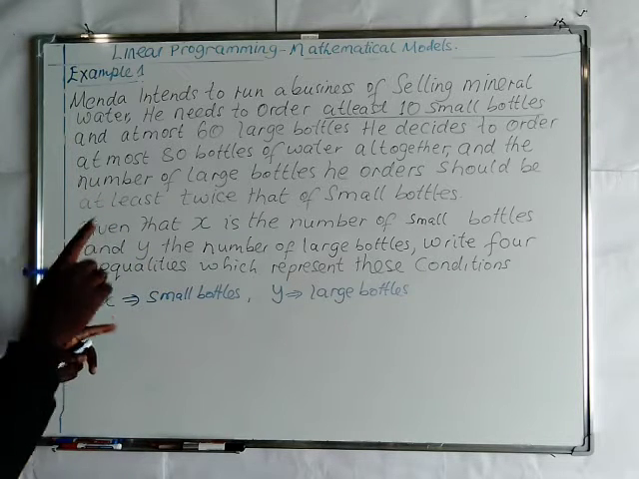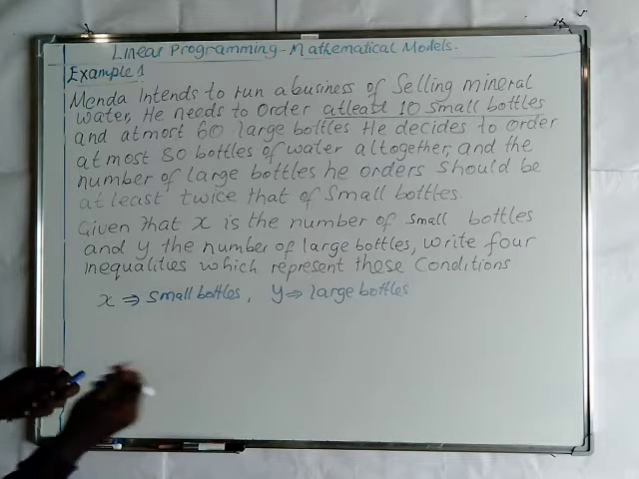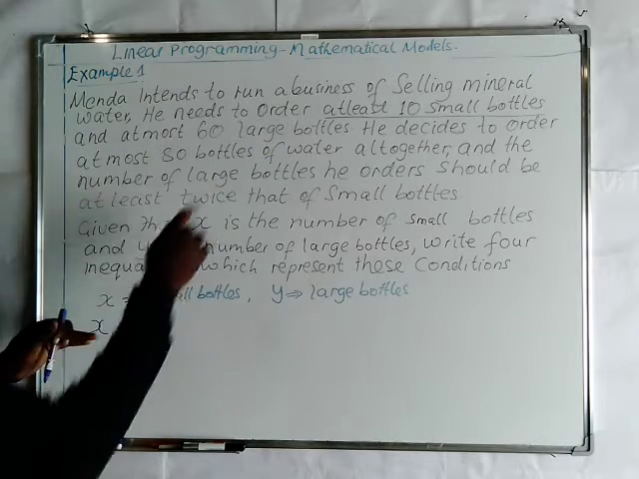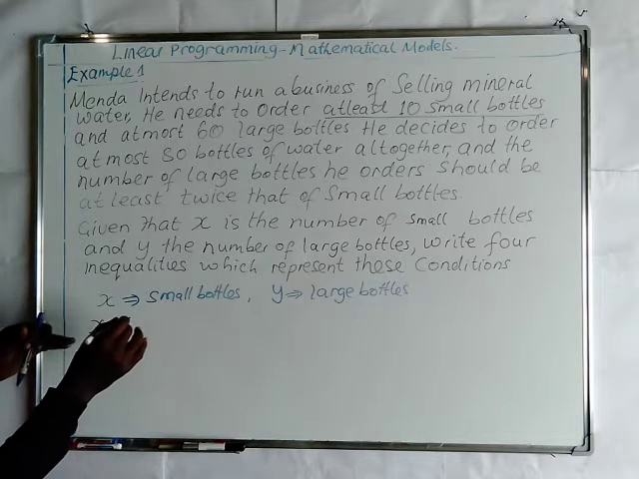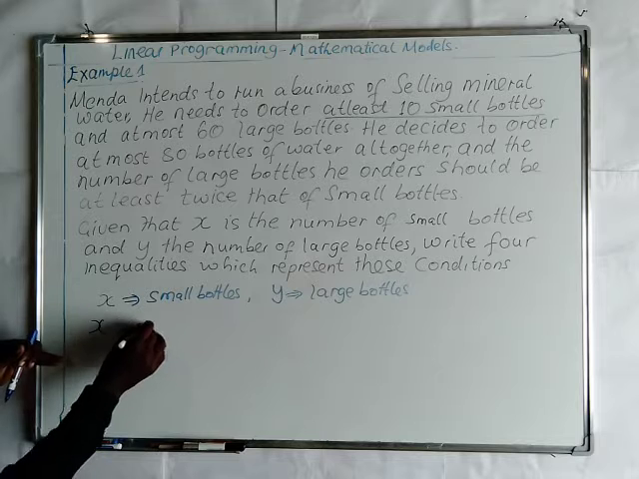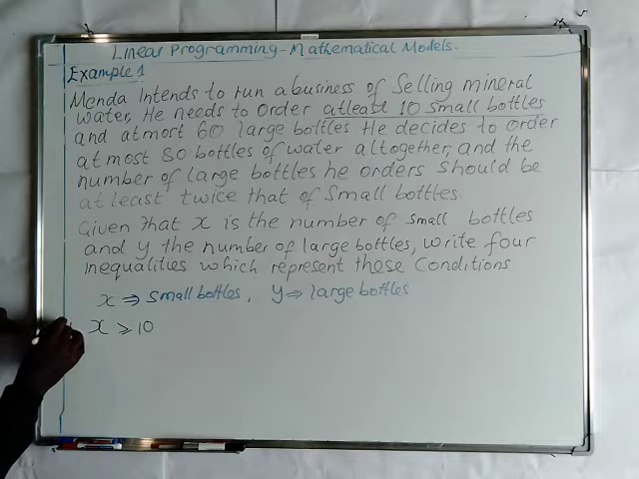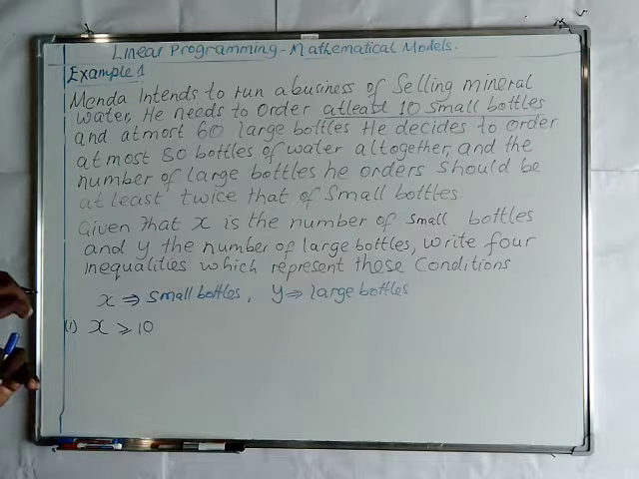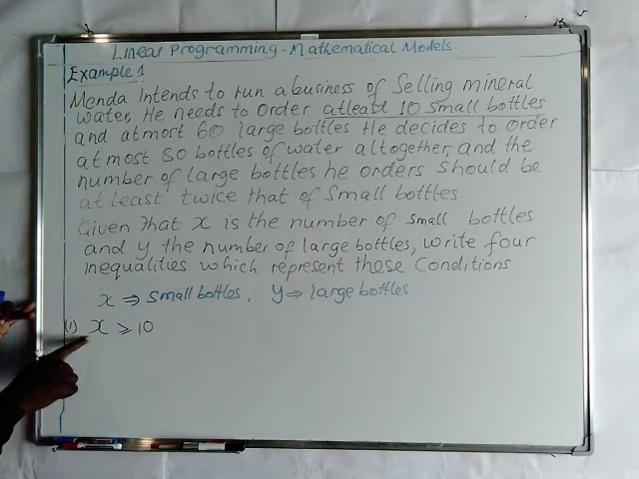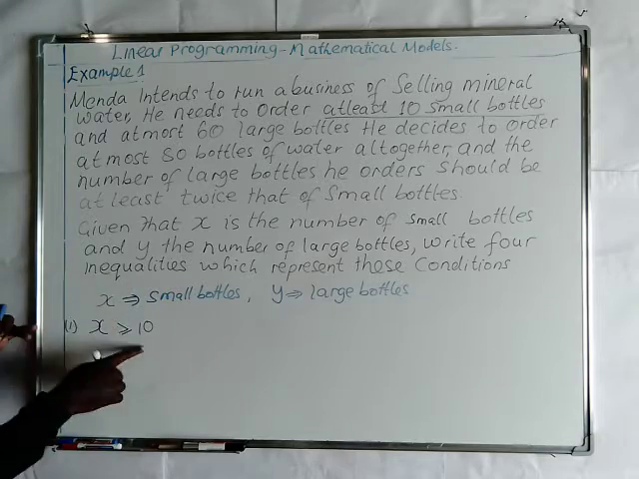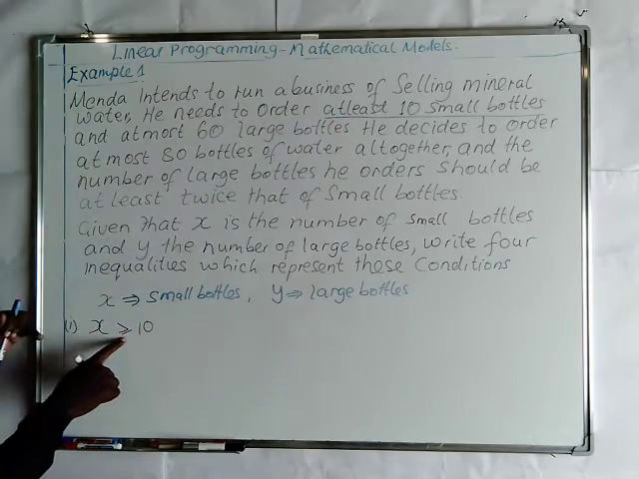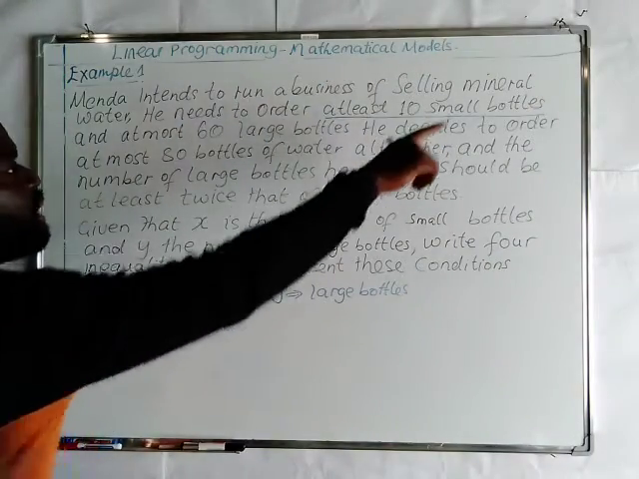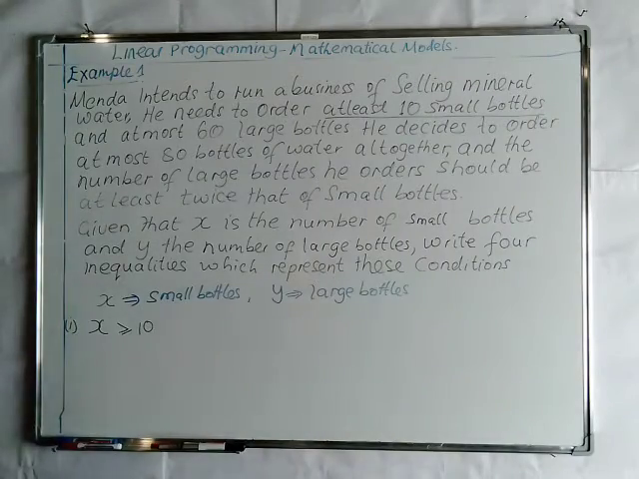So the inequality that we shall generate from there will be: small bottles is X, then at least, greater than or equal to, then 10. So this will be our first inequality. From that statement, at least 10 small bottles, we have generated X greater than or equal to 10. At least means greater than or equal to, small bottles X, then there's this 10.